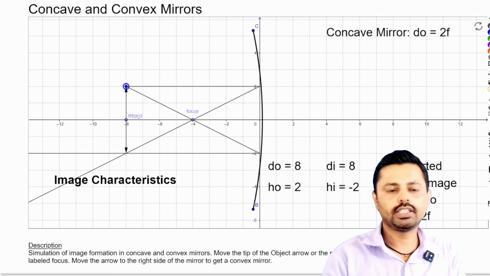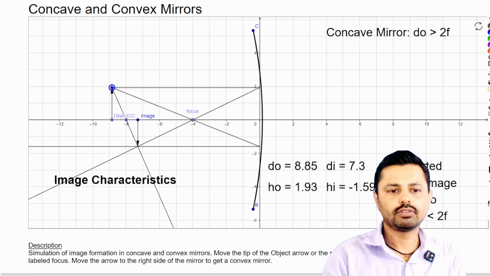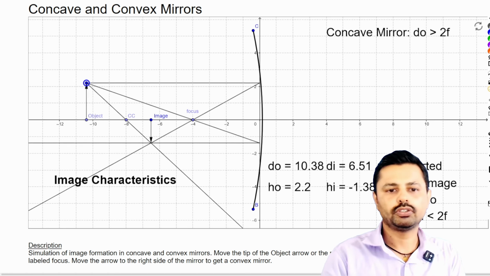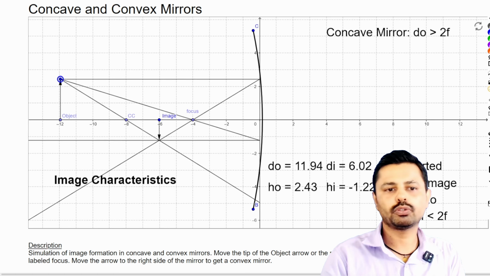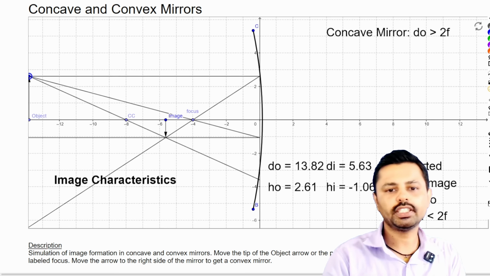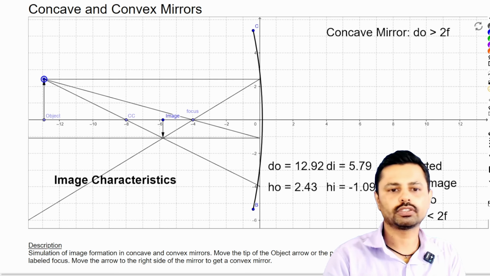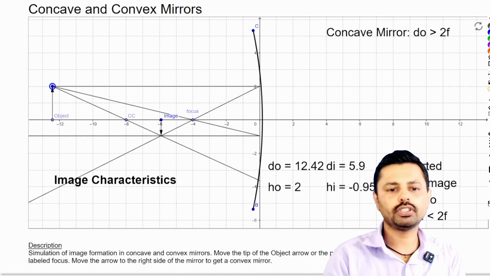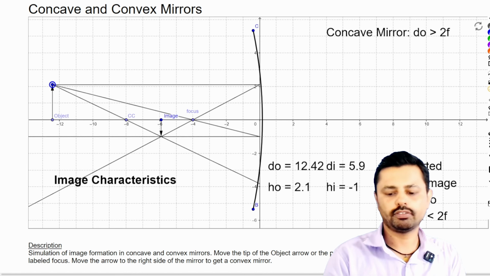If I take the object far from the center, you see the image is coming close to the focus, and at infinite distance it will go on the focus. So when the object is beyond C, the image is between C and F.